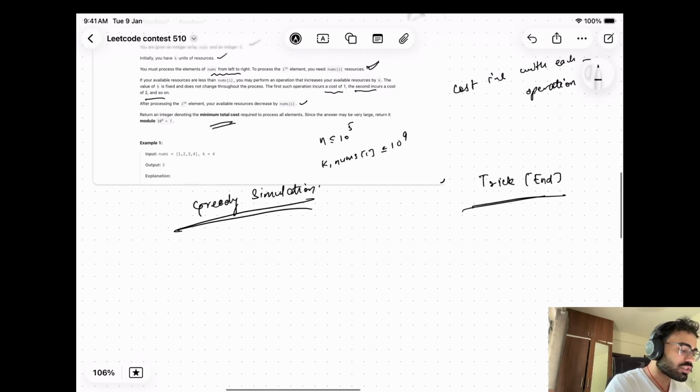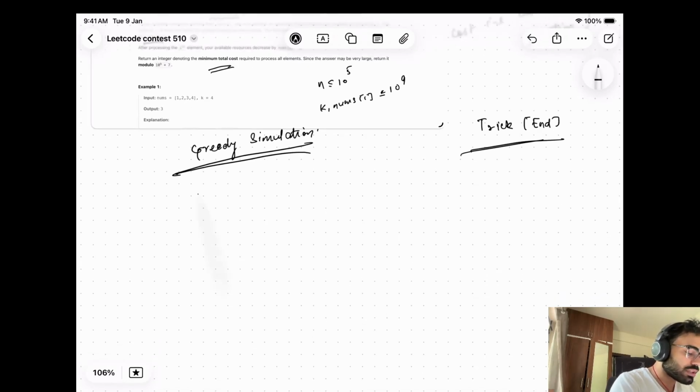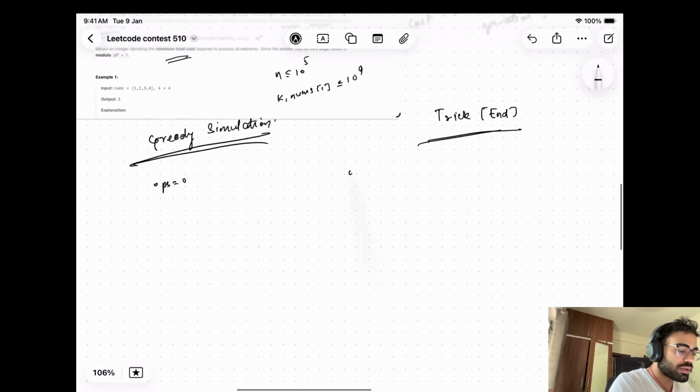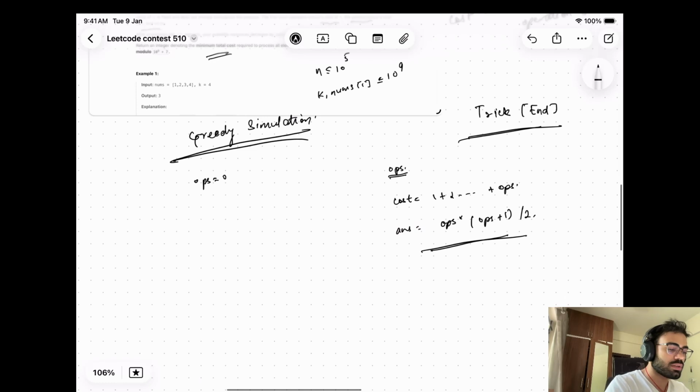So what does greedy simulation mean here? That's basically a simple thing. Initially we have number of operations 0. Tell me, if in the end I have done total ops number of operations, then what is my cost? 1 plus 2 plus till ops. So what will be my answer? ops multiplied by ops plus 1, divided by 2. That is the sum of an arithmetic series, you should know this one.